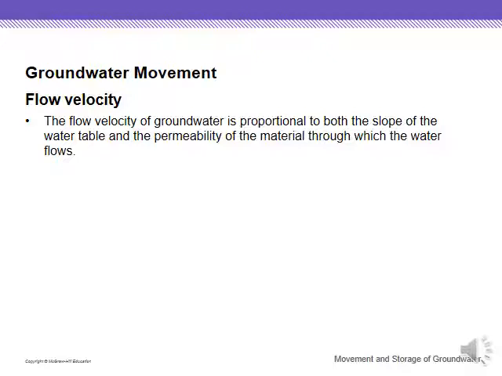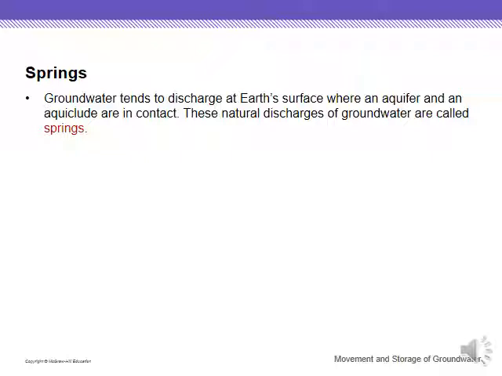We will do a drop test. We will drop a substance in one region, and we'll watch it trickle through the aquifer, and then at a well 10 miles away, it'll be pumped up out. Now, groundwater tends to discharge at the surface where an aquifer and an aquiclude are in contact. In other words, we get a spring.